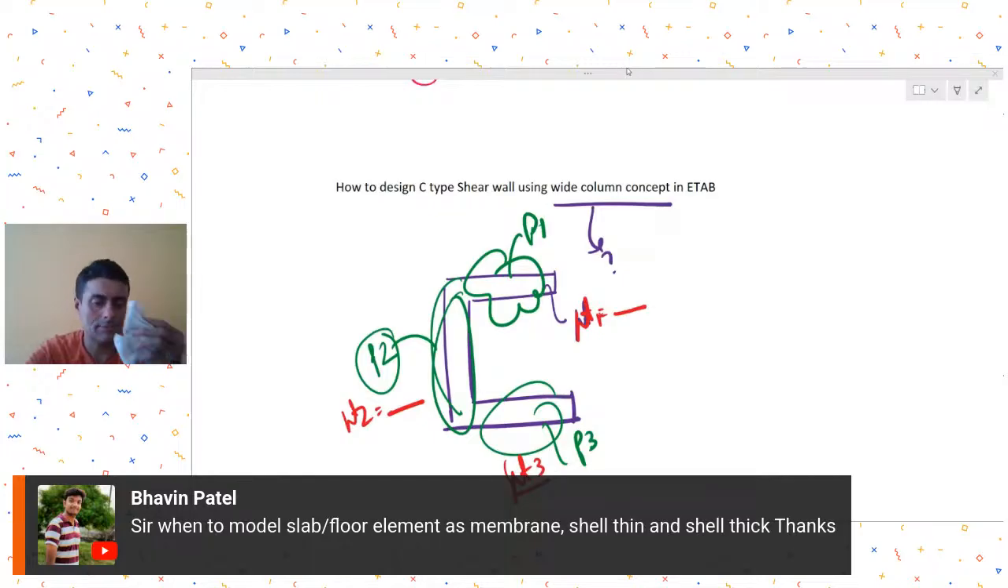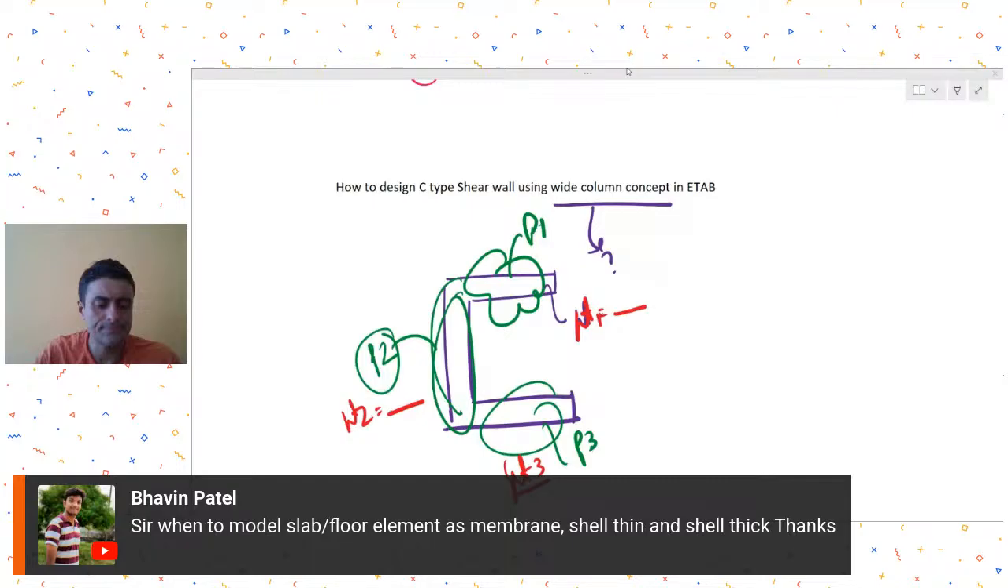Or suppose you are having some element like a tensile roof or any, what are the other examples that come to my mind? Tensile roof is a good example. So let's say you have a tensile roof type of a system. That tensile roof does not have any out of plane stiffness, it just has the in plane stiffness. So then you model it as a membrane. Okay.